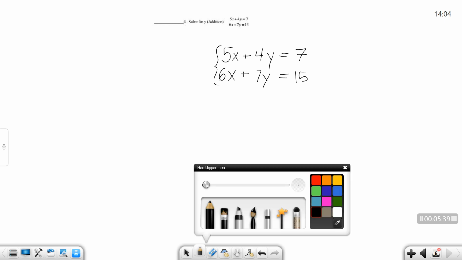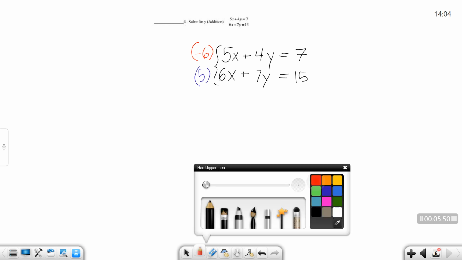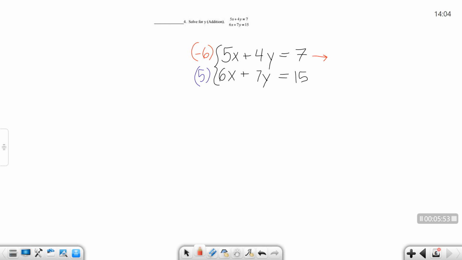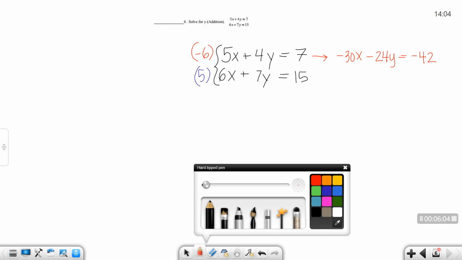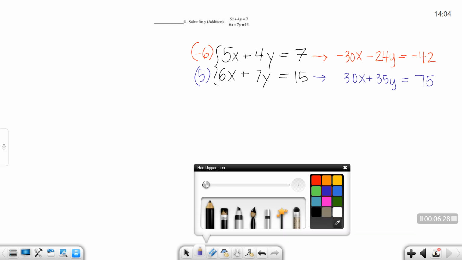6 and 5 both go into 30, so I'm going to turn these into 30s. The top one I'll multiply by -6, and the bottom one I'm going to multiply by +5. So if I multiply -6 out, I get -30x minus 24y equals -42. And if I multiply the 5 through, all the way across, you get 30x plus 35y equals 75. Let me double check and make sure. Yep. Great, my x's are opposites.